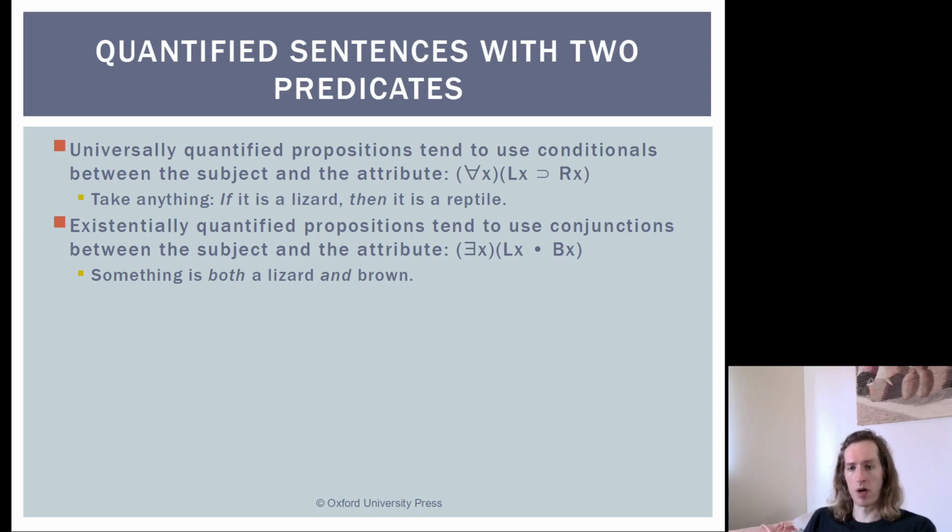So existentially quantified propositions tend to use conjunctions between the subject and the attribute. So we can see in this case, there is at least one x such that x is a lizard and is brown. Something is both a lizard and brown. Now this doesn't apply to every lizard, but it just says that of the things that exist, at least one of those things has two properties at the same time. In the first case being a lizard, and in the second case being brown. So for at least one x, x has L and x has B, where L is being a lizard and B is being brown. And that'll be expressed in this way.